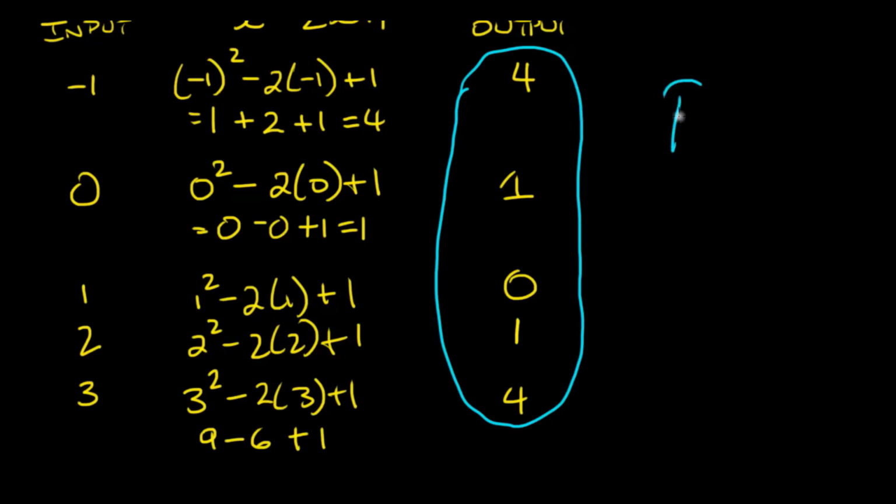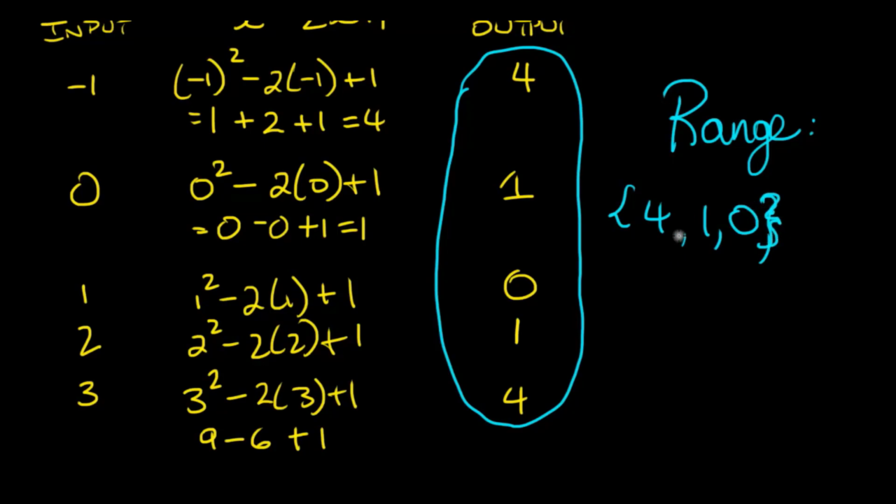So that means my range would be 4, because you notice 4 is there, 1, 0, 1 again. Now, since 1 has already appeared here, I don't need to write 1 again. I can just leave it. Likewise, 4, I already wrote 4 here, so I don't need to write that again. So that just means my range of values would be 4, 1, 0.